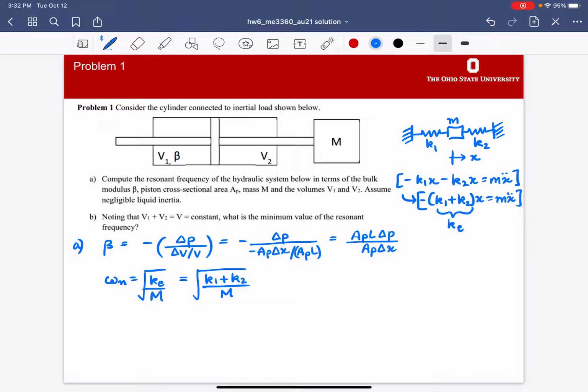Now the question is, what are K1 and K2? If you were trying to find the analogous value for a hydraulic circuit, K1 would be represented with a formula that looks something like this. It would be your bulk modulus times the cross-sectional area, whole squared, divided by the volume of that particular chamber. And similarly we have K2 as that term over there. We can plug both of these in, and you will finally end up with an expression that looks something like this.